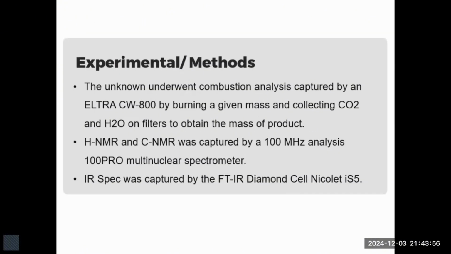And for the experimental, the unknown underwent combustion analysis captured on an Ultra CW800 by burning a given mass and collecting carbon dioxide and water on filters to obtain the mass of the product. The HNMR and CNMR spectra were captured by a 100 MHz, 100 probe multinuclear spectrometer, and the IR spectra was captured on the FT-IR diamond cell Nicolet iS5.